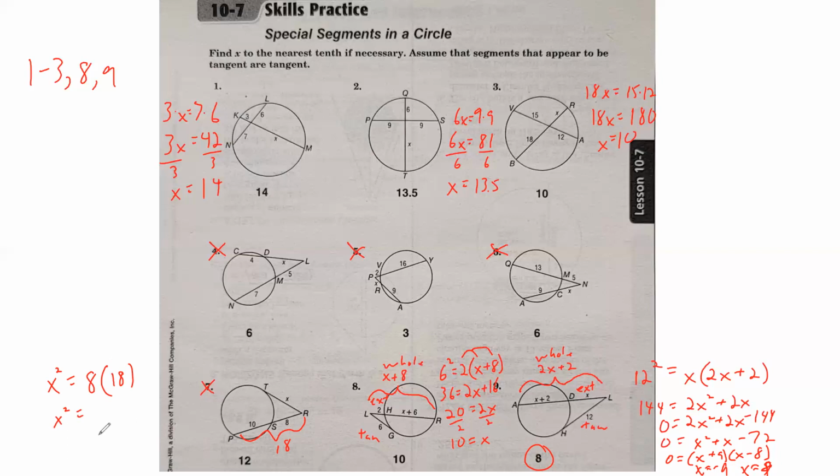Eight times 18 is 144. Square root of both sides, x is 12. Well, that one would have been okay. All the other ones though, the ones in the middle there, are definitely quadratics.